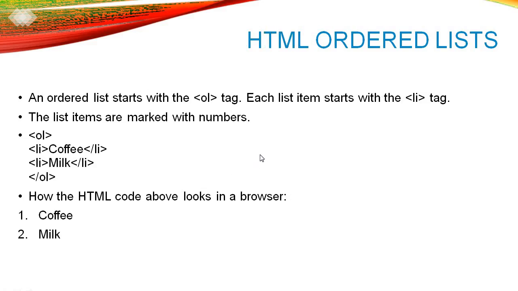Now the HTML ordered list. The ordered list is related to the OL tag, where each list item also starts with the LI tag, and the list items are marked with numbers. For example, OL is the ordered list, with list items coffee and milk. The output of this is, in number one it shows coffee, and in number two it shows milk. So it marks the list items in the form of numbers.